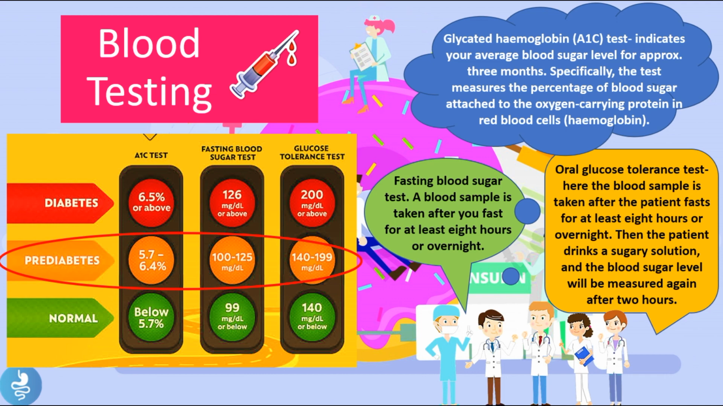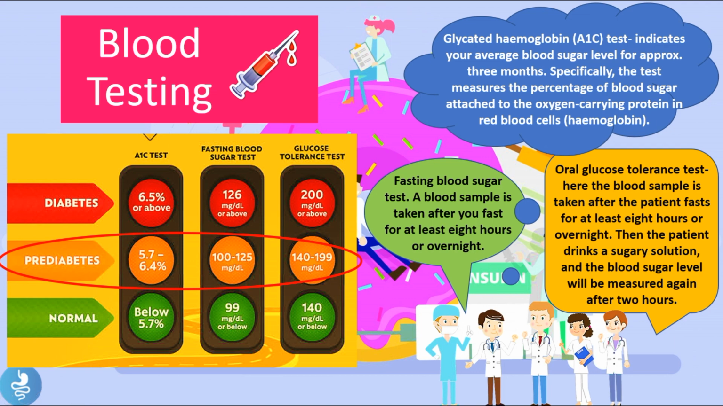The next test that we can use to help us in the diagnosis of prediabetes is the fasting blood sugar test. This is when a blood sample is taken after the patient fasts for at least 8 hours or overnight. Normally, if we don't have diabetes or prediabetes, the fasting blood sugar test will have a score of 99 milligrams per deciliter or below. If the patient has prediabetes, we are looking at a range from 100 to 125 milligrams per deciliter of blood sugar. And if the patient is actually diabetic, it will be above 126 milligrams per deciliter.